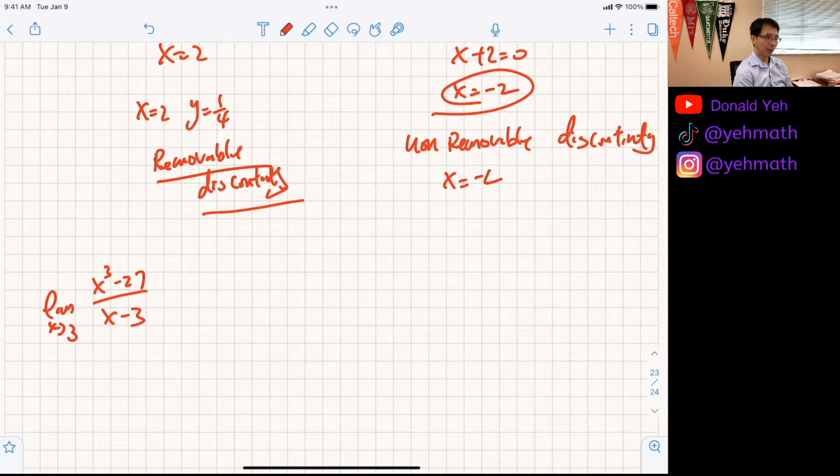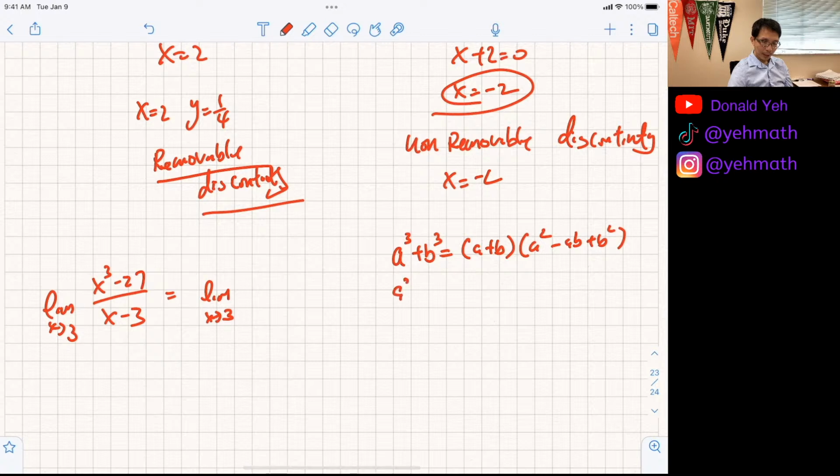Nadi says, I know how to factor the cube. How do you factor x cubed minus 27? Is it like a squared, b squared, or is it just ab, and then a squared, ab, b squared? So I'm going to show you the slope. It's a cubed plus b cubed equal to a plus b times a squared minus ab plus b squared. So a cubed minus b cubed equal to a minus b, a squared plus ab plus b squared.